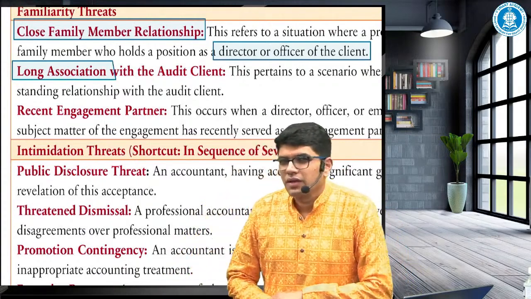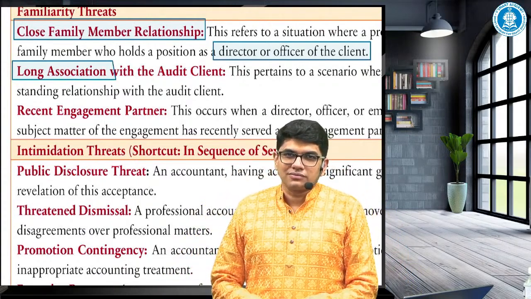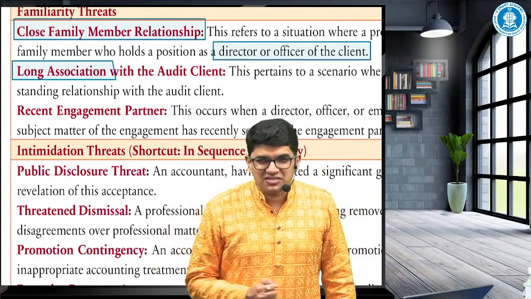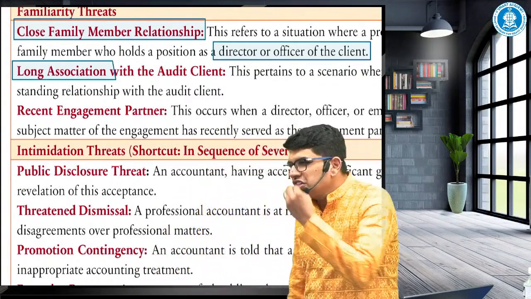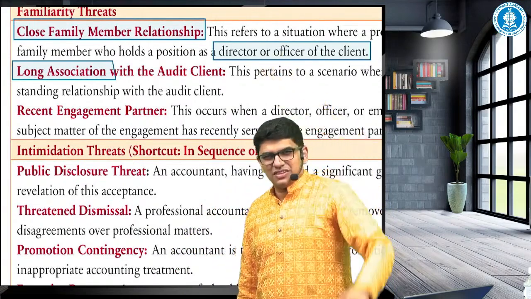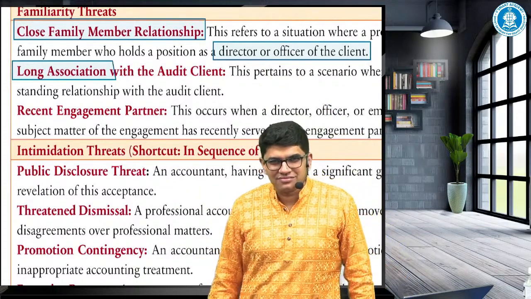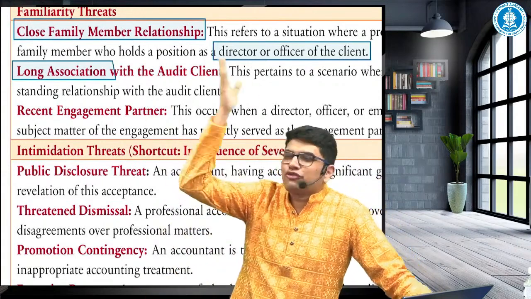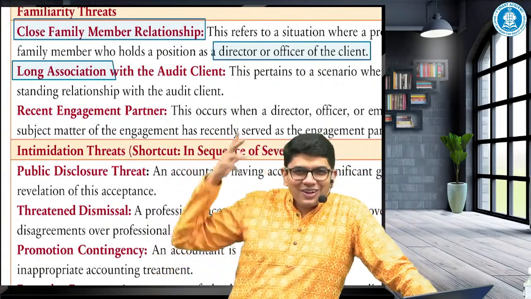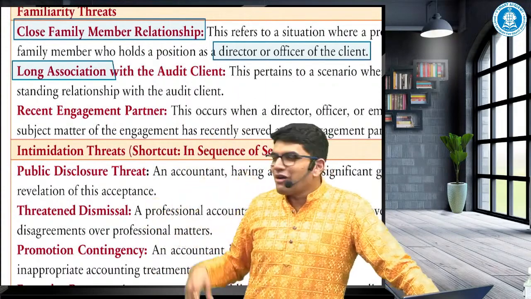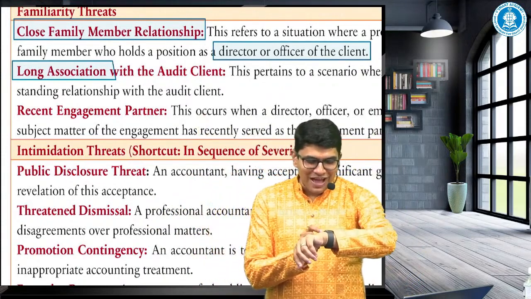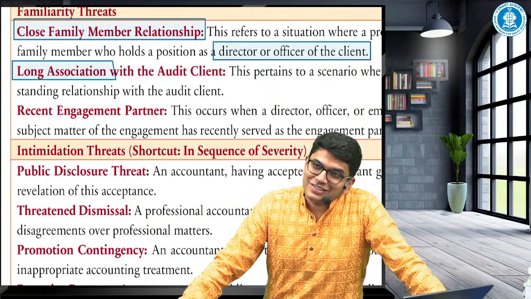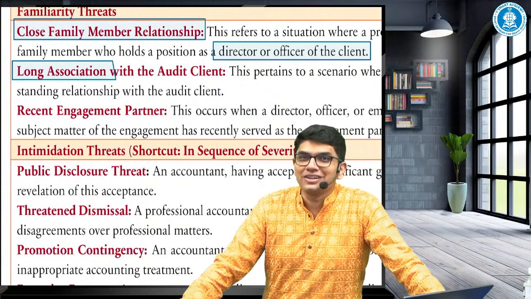Long association. If we are working for a client for 25 years, 40 years, 50 years, we have seen each other in thick and thin, when times were good and times were bad. We have shared a lot of discussions with each other, shared life philosophies with each other, and now our kids are getting married. Our kids are friends. A lot of the time this happens: kids of a chartered accountant in practice and kids of the businessman get married. They are very close friends of each other.